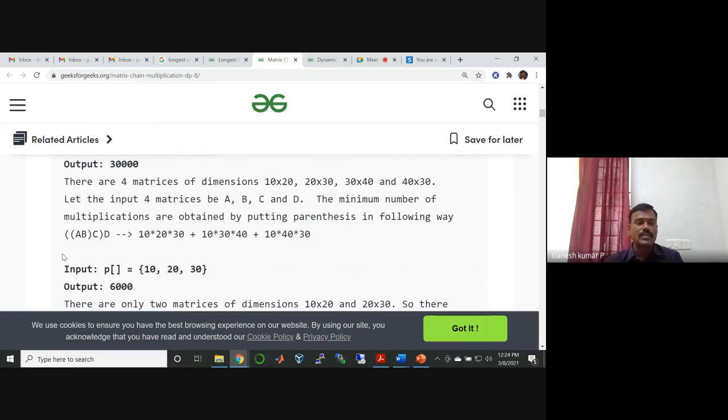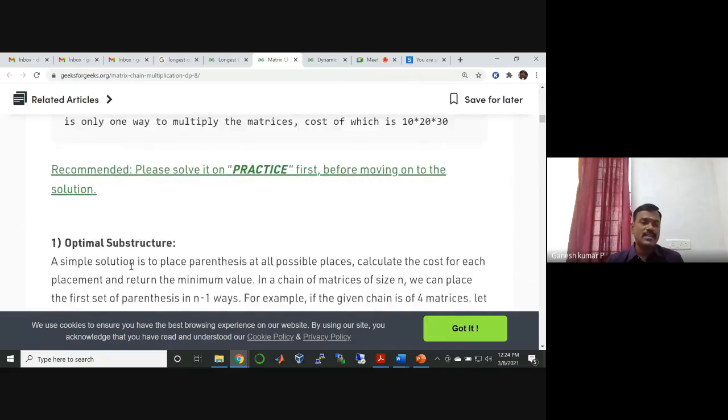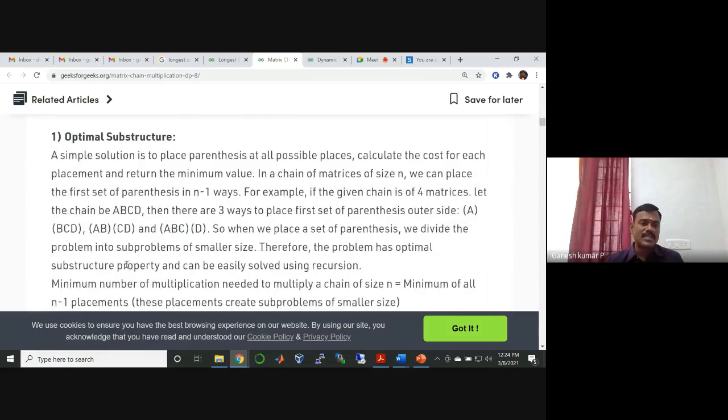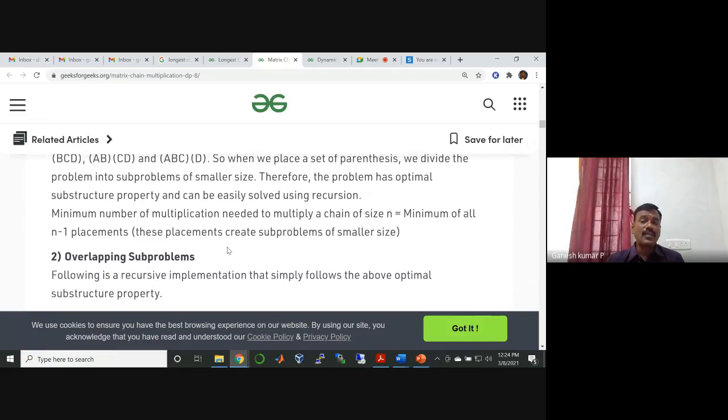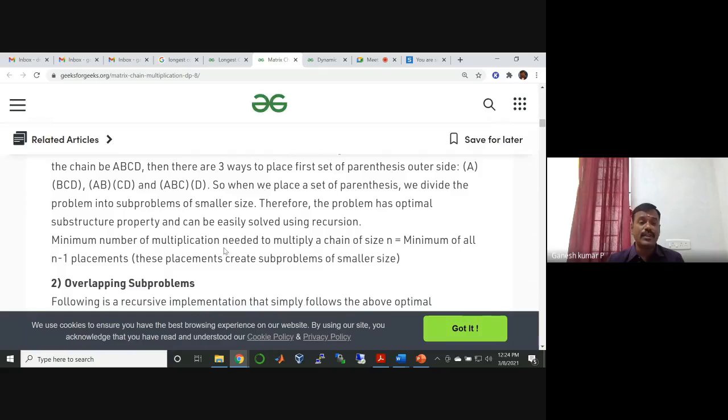But what you can do is think about many things. So what is the optimal substructure for this problem? You need to calculate the cost for everything. If I multiply A by B, C, D, or AB and CD, or ABC and D, you need to find the cost. For calculating the cost of everything, you need to define the substructure.